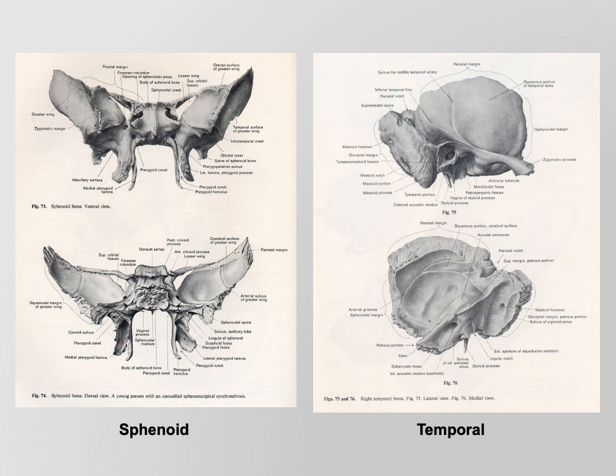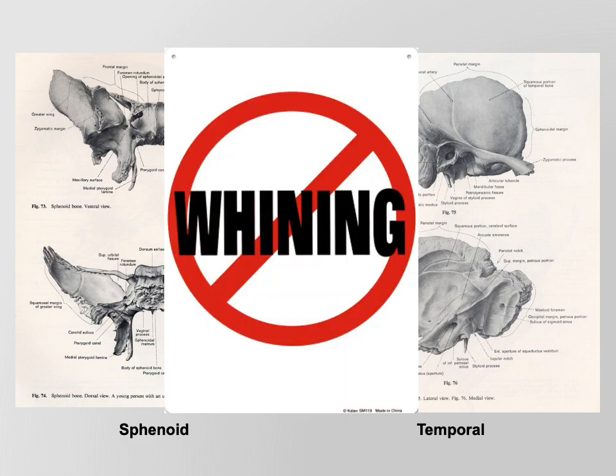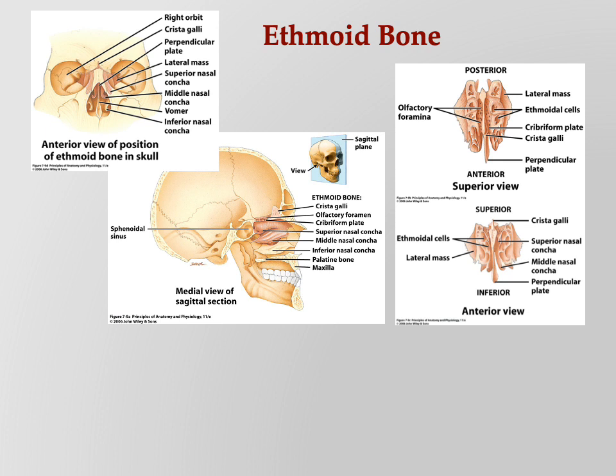So I took these illustrations from a medical atlas. Look on the left at the sphenoid bone. There's got to be at least like 50 different parts of the sphenoid bone. And you look at the temporal bone on the right, there's got to be, I don't know, at least 30 or 40 parts of that. I'm not making you learn all these parts. I'm really not. I'm only making you learn the ones that I know we're going to see again later, okay? So, no whining, okay? Alright, the ethmoid bone.